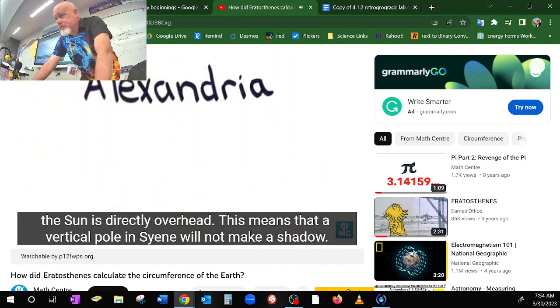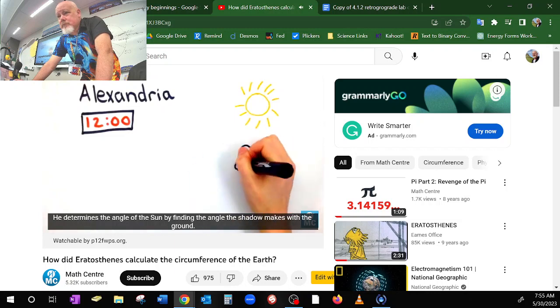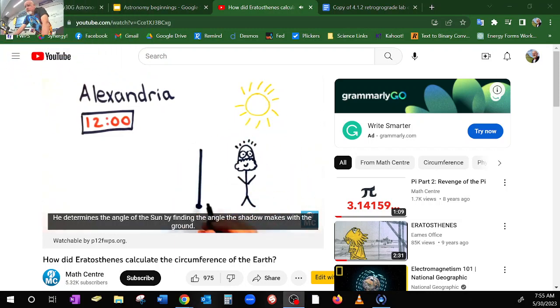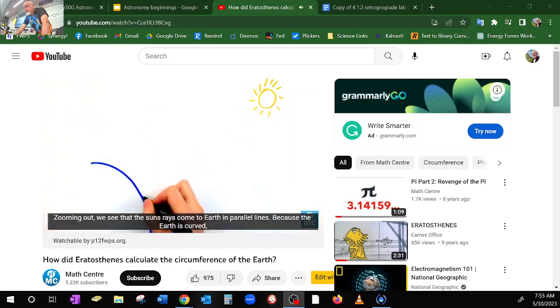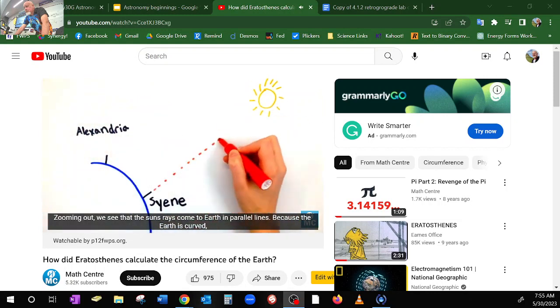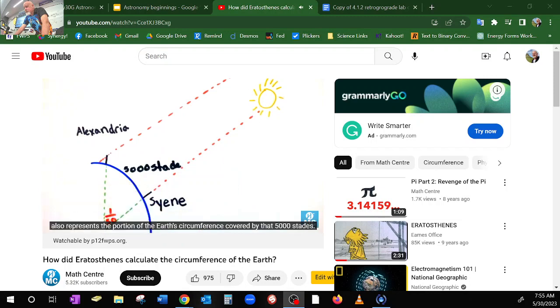5,000 stads north in Alexandria, Eratosthenes measures the shadow of a pole. He determines the angle of the sun by finding the angle the shadow makes with the ground. The measure of the angle of the sun is 1/50th of a circle. That's about 7.5 degrees. Zooming out, we see that the sun's rays come to Earth in parallel lines. Because the Earth is curved, the sun hits Syene from straight above and Alexandria at an angle. We use geometry to determine that 1/50th also represents the portion of the Earth's circumference covered by that 5,000 stads.